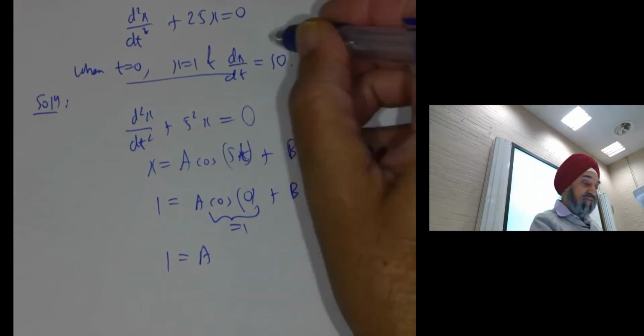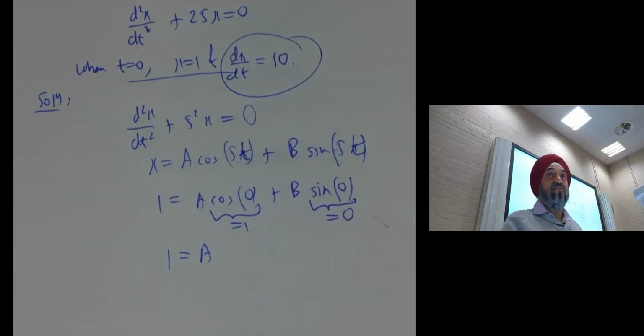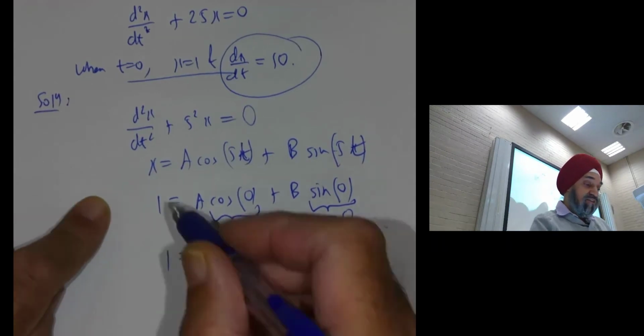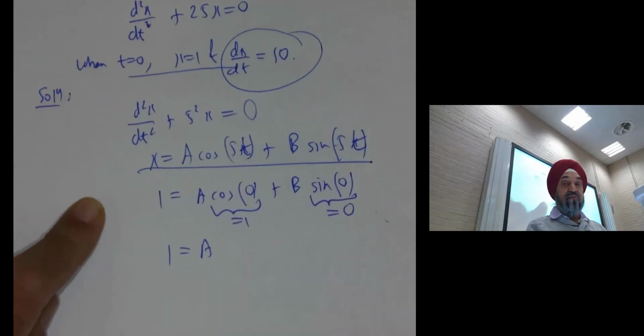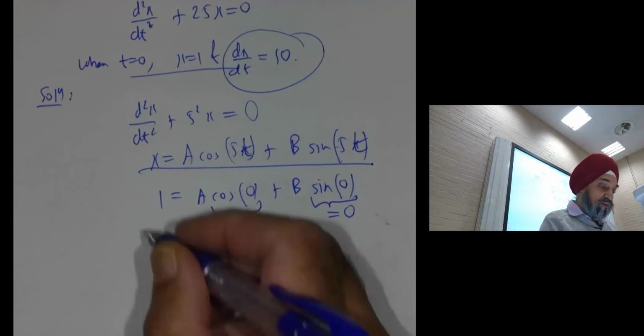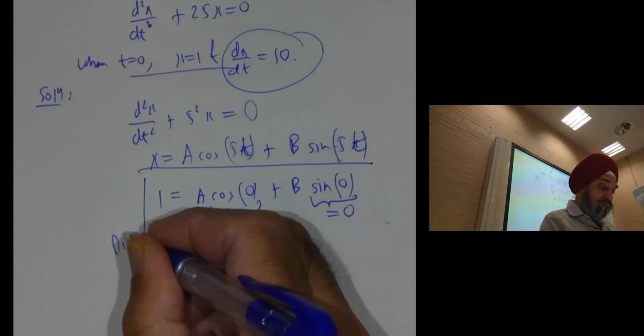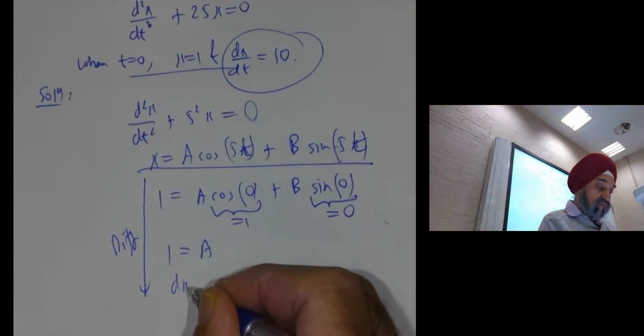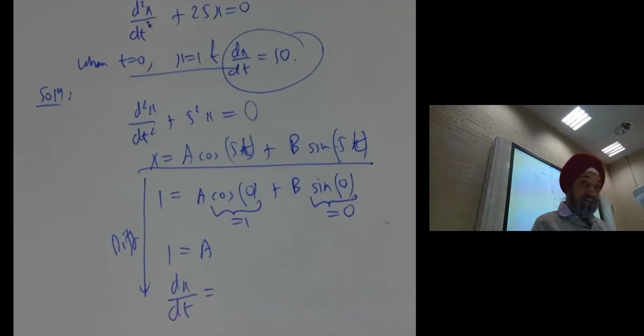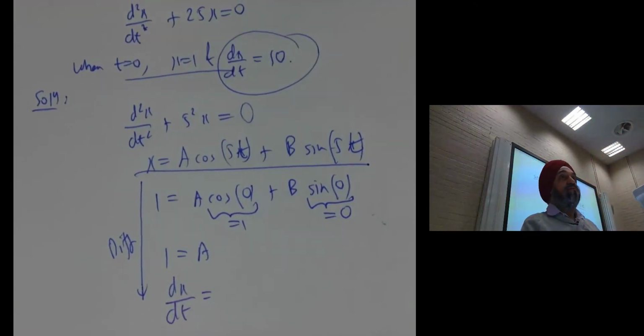Yeah, exactly. We want to use this other condition: dx/dt is equal to 10. We want to use that, don't we? So we've got x is equal to this. So how do we find dx/dt? If we differentiate this, what do we get? dx/dt is equal to what?